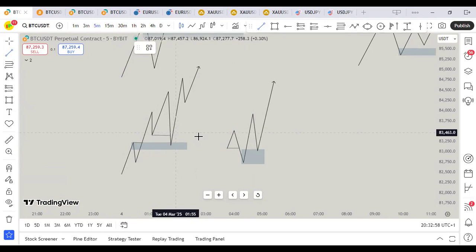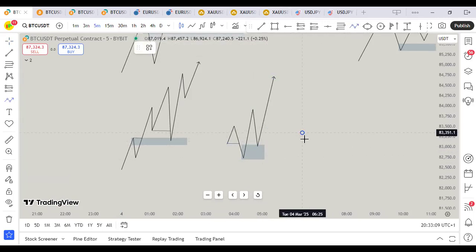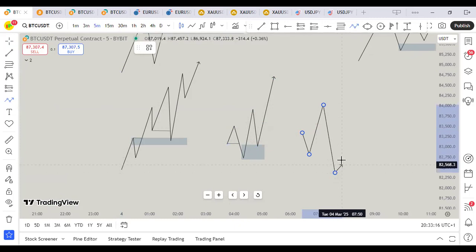Market grabs liquidity. Go to your lower time frame. Then look for a break of structure towards the upside. This is it. Let me draw it out again. Market grabs liquidity, taps into your POI. Then we are seeing this.